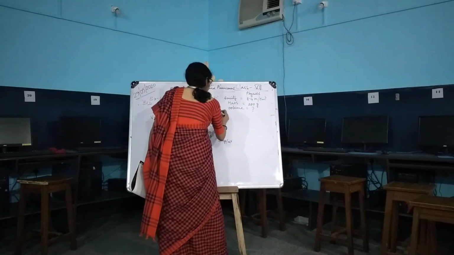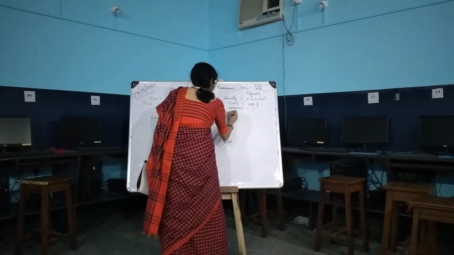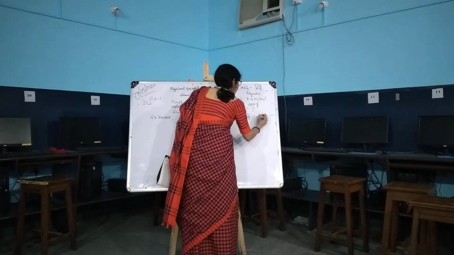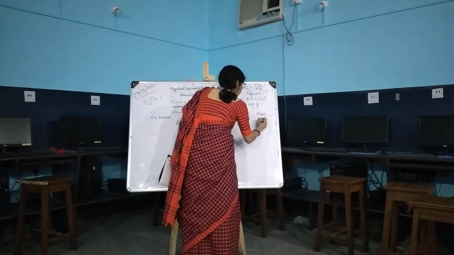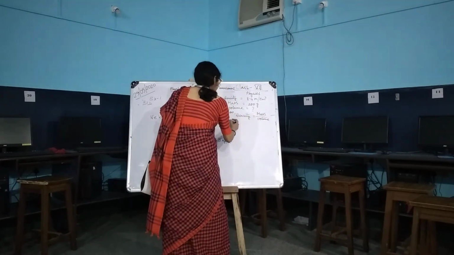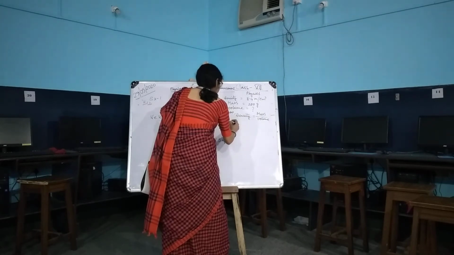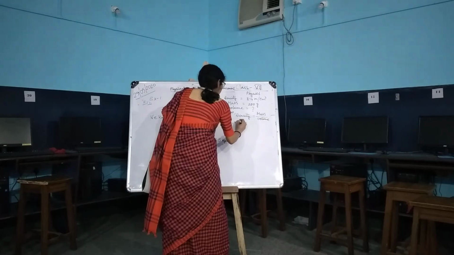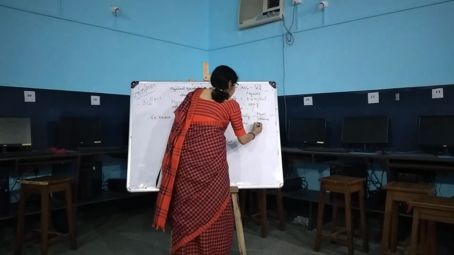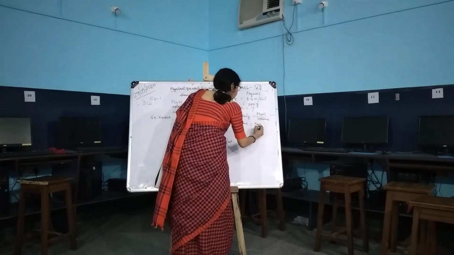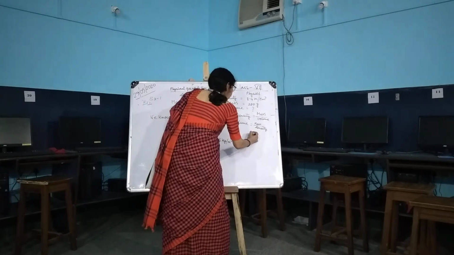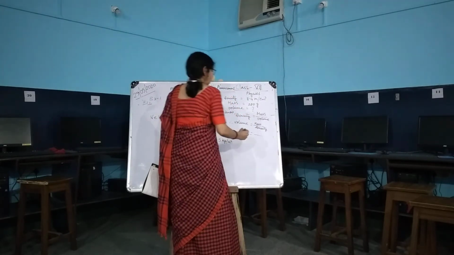As we know, from the definition of the density, we can say density is equal to mass by volume. Therefore, volume is equal to mass by density. Now put the value.